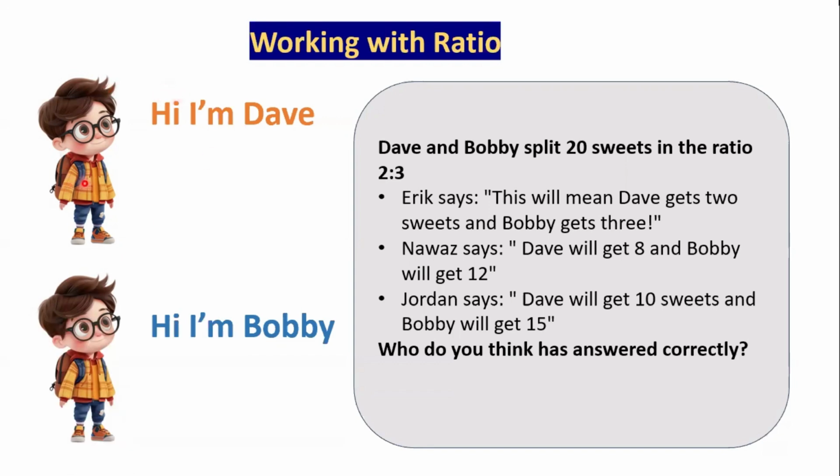Here, this is Dave and this is Bobby. Dave and Bobby split 20 sweets in the ratio 2 to 3. Eric says this will mean Dave gets 2 sweets and Bobby gets 3. Nawaz says Dave will get 8 and Bobby will get 12. Jordan says Dave will get 10 sweets and Bobby will get 15. Who do you think has answered correctly?